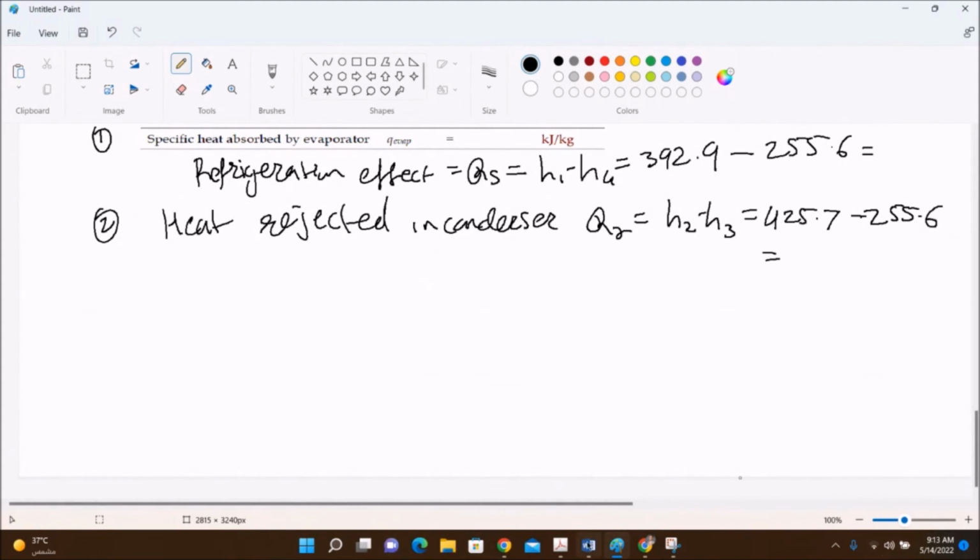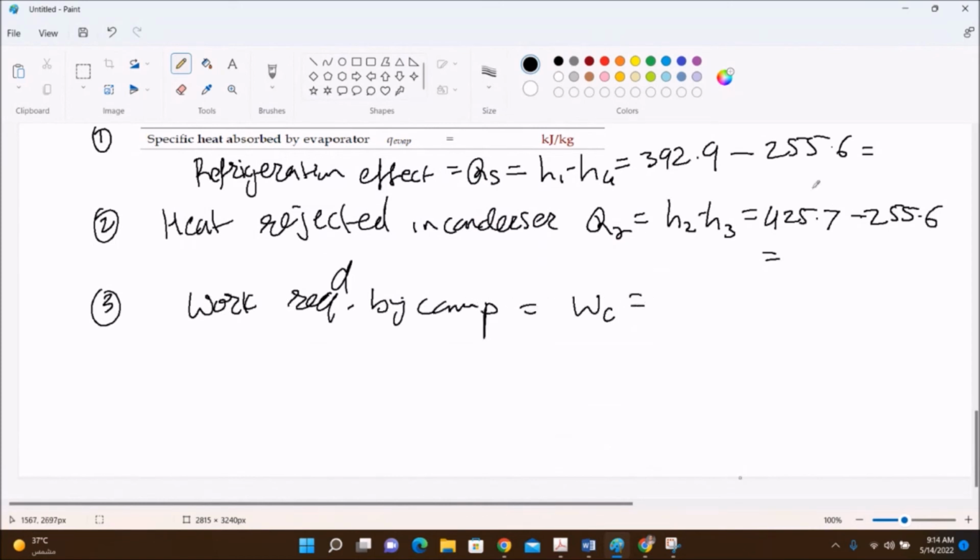Heat rejected. So our first aim is to find QS, QR, then W, the work required by the compressor, WC. So here you can do the subtraction of these two, or directly from the chart, where is the compressor, 1 to 2. H2 minus H1. So H2 is 425.7 minus H1 is 392.9.